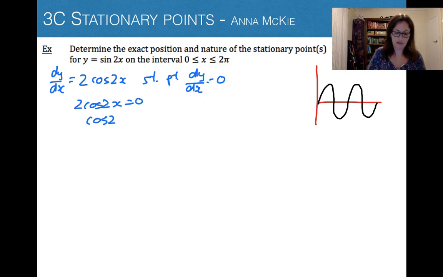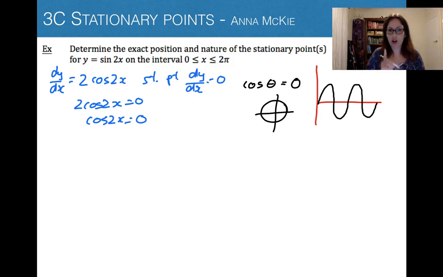Now you have to ask yourself, when is cos of 2x equal to 0? First of all, you need to start thinking about when is cos of theta, so anything, equal to 0? Do a little sketch of your unit circle. Cos, that's the x coordinate, when is that equal to 0? Well, that's equal to 0 at the y-intercepts. What are those in terms of pi? We've got pi on 2, 90 degrees, and 3 pi on 2.